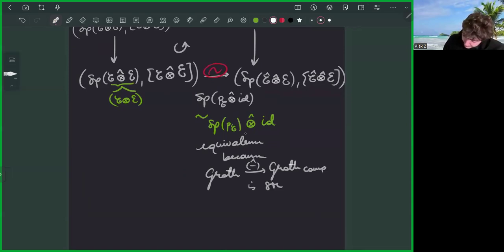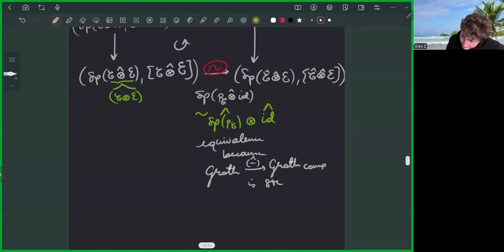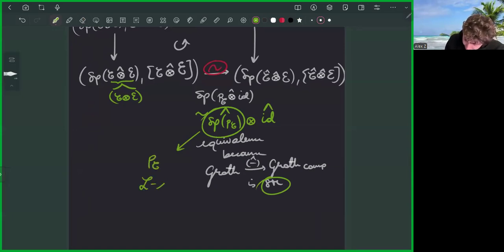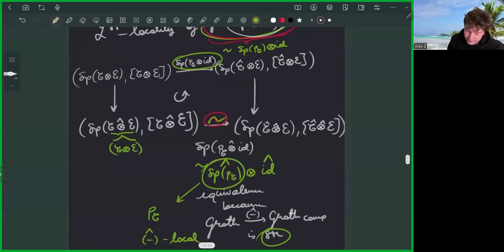So first of all, this is symmetric monoidal. So what we get is that this is the same as this, right? So you have this thing here, and this symmetric monoidality applied with this thing here, because PC is of course also L local, meaning that this whole thing is an equivalence. So the bottom thing is an equivalence.